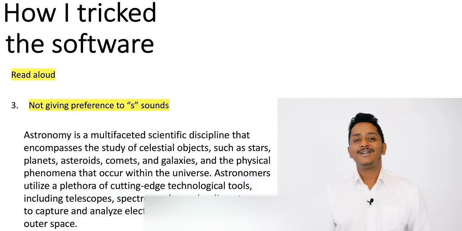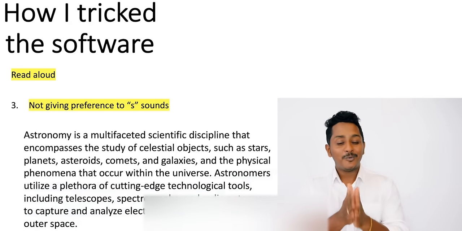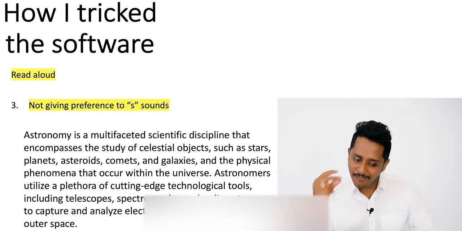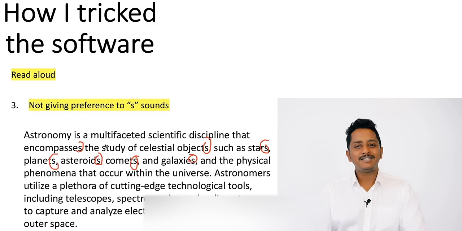In Read Aloud, some give preference to S sounds. They say, "My previous tutor told me pronunciation is very, very important." So what do they do? Every S word, they give extra pronunciation, extra clarity. For example, this word, this word, this letter, this letter, this letter. Pay more attention, because these are the real problems. You can actually trick the software here.